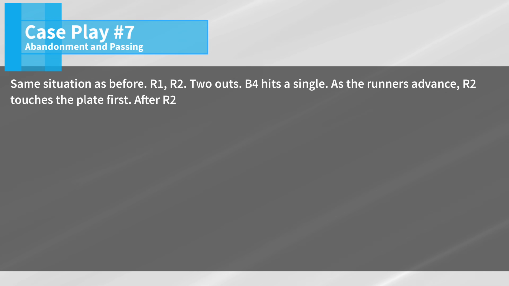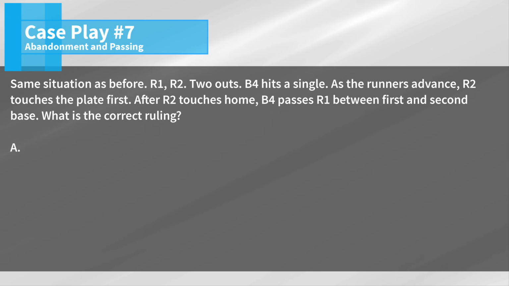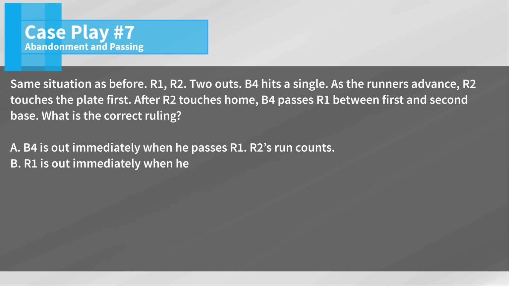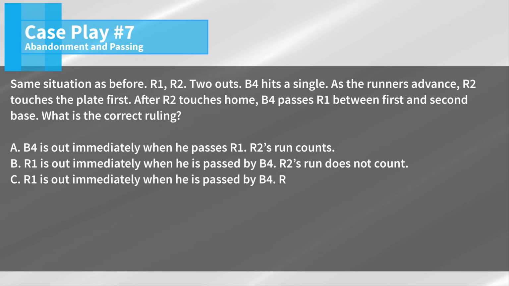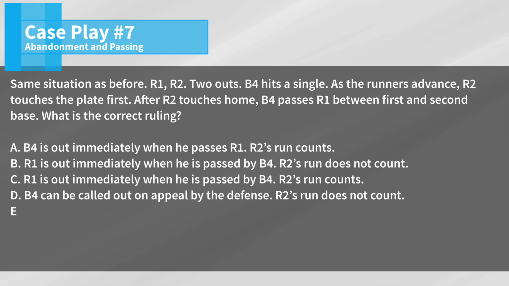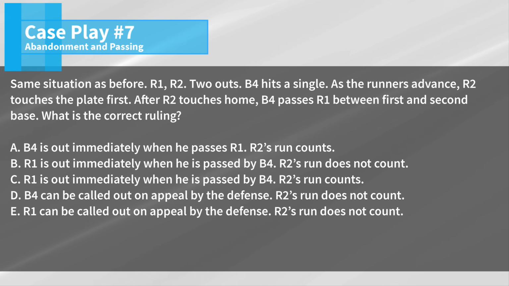Case play number 7. Same situation as before. R1, R2, 2 outs. B4 hits a single. As the runners advance, R2 touches the plate first. After R2 touches home, B4 passes R1 between first and second base. What is the correct ruling?